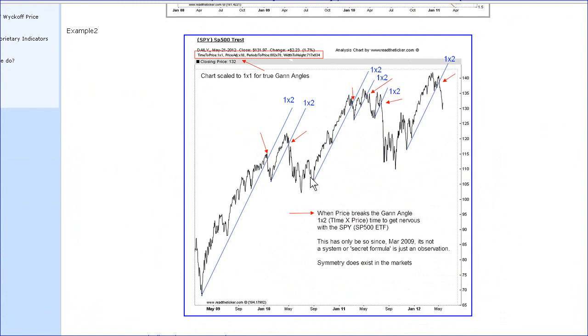Now some stocks are quite spooky. For example, here we have 1 unit at a time to 2 units of price. So as you can see, this is quite good investing. If you can get 2 units of price for every 1 unit at a time, you'd be quite happy. And when it breaks, you know something's wrong.